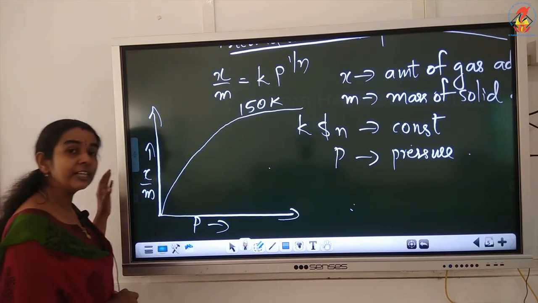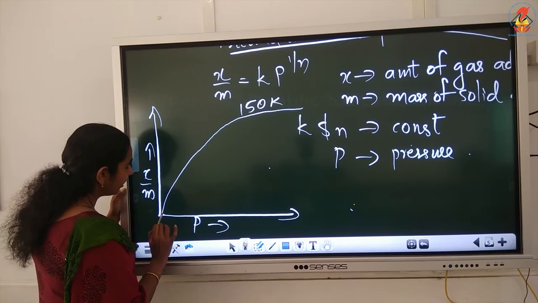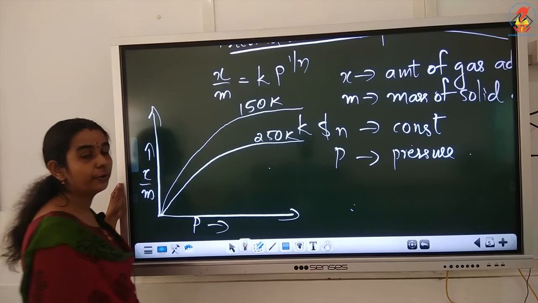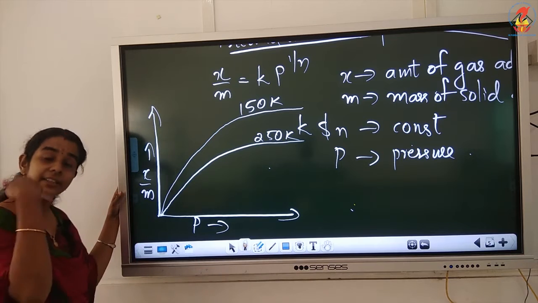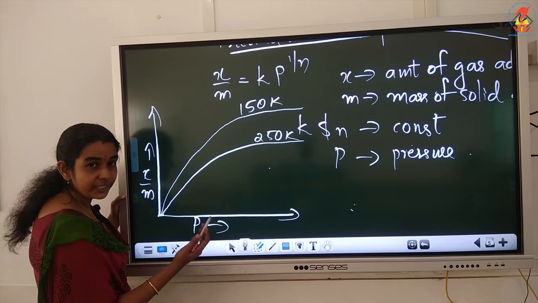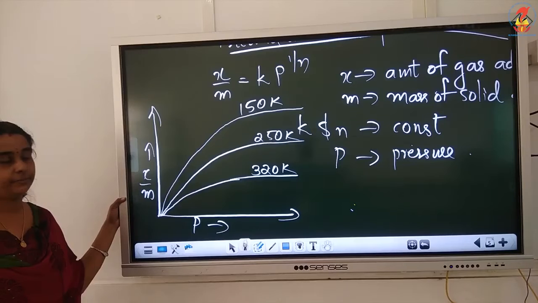Next I am going to draw another isotherm at 250 Kelvin. Again at 250 Kelvin, if I increase pressure, x by m also increases. Finally this line also goes parallel to the x-axis. Another isotherm, if I draw at 320 Kelvin, another higher temperature, then again the graph will be below this line. At 320 Kelvin, if I increase pressure, more and more gas can be adsorbed, but the amount will be less compared to the other lines. At high pressure it goes parallel to the x-axis, and this is the isotherm drawn at 320 Kelvin.